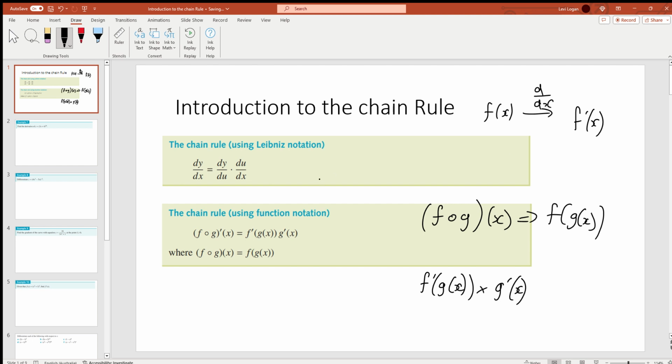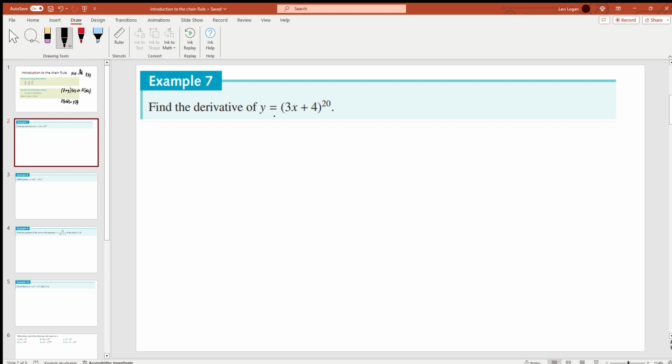Let's get straight into some examples, more chain rule. Find the derivative of y equals (3x + 4) to the power of 20. What we want to do is establish what our inside function is. So I'm going to write my chain rule here: dy/dx is equal to du/dx times dy/du. Now I'm going to identify what u can be.